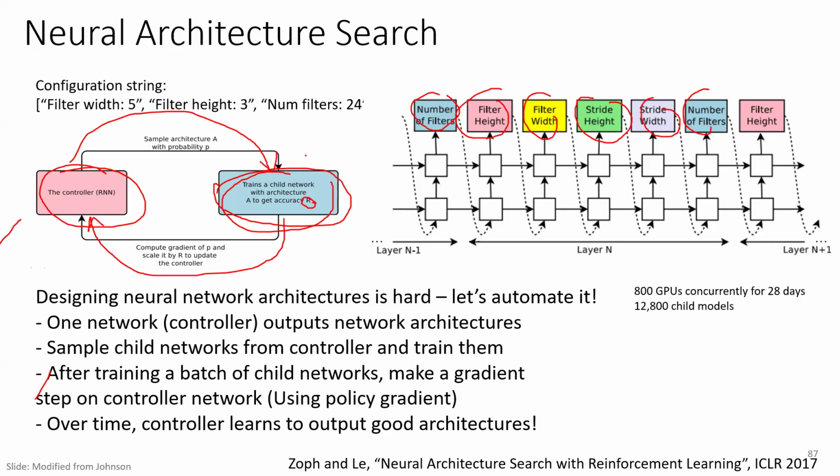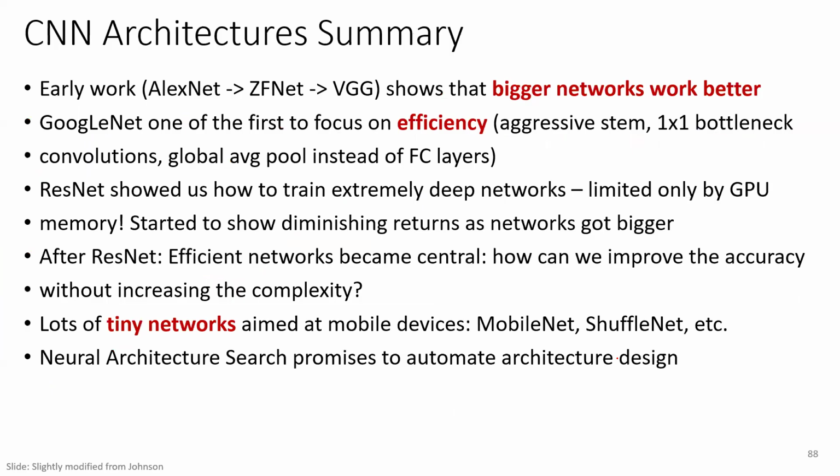So what we do manually by changing the kernel size, filter height, and so on, another neural network, this pink neural network, learns that. So this is called neural architecture search. You can see that this one is extremely expensive. It ran on 800 GPUs concurrently for 28 days. So it has been extremely expensive, but it learned some architectures that are very useful, I think. But people don't use neural architecture search too much.